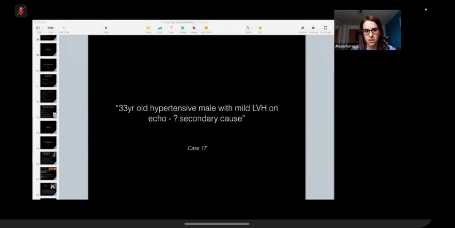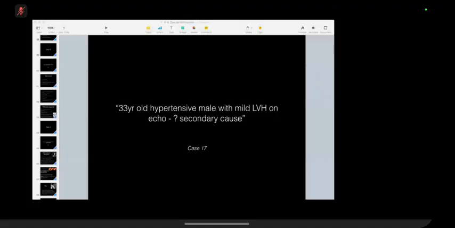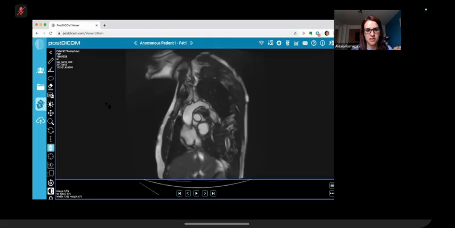Okay, I will just load the images for this patient. So this chap had an MRI and focus on the aorta. So the PowerPoint presentation is on the screen. Yes, I'm just preparing it.